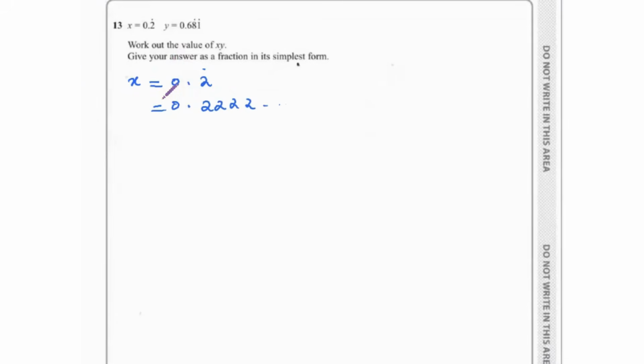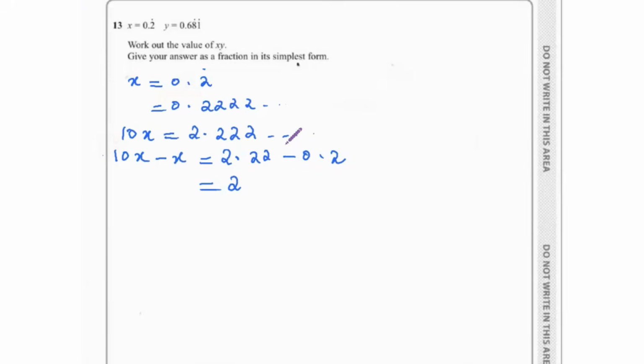So we have to get rid of the decimal. To do that, I'm going to multiply x by 10. So 10x is going to be 2.2 recurring. And then I'm going to subtract x from 10x. Why? Because when I do that, you will notice that 2.2 recurring minus 0.2 recurring is the same as 2. Everything after the decimal is the same for both numbers, so when you subtract them, the 2's get cancelled out, and we're only left with the whole number, just 2.